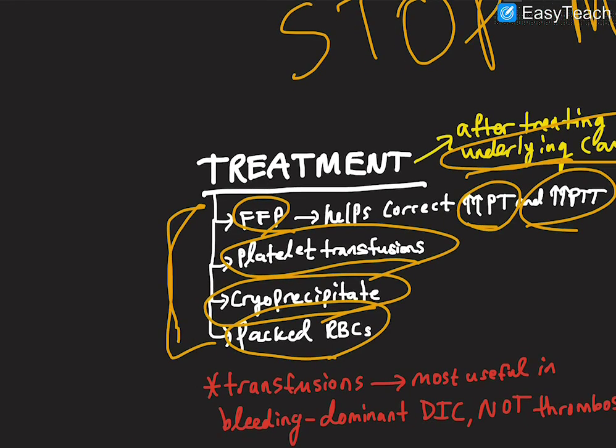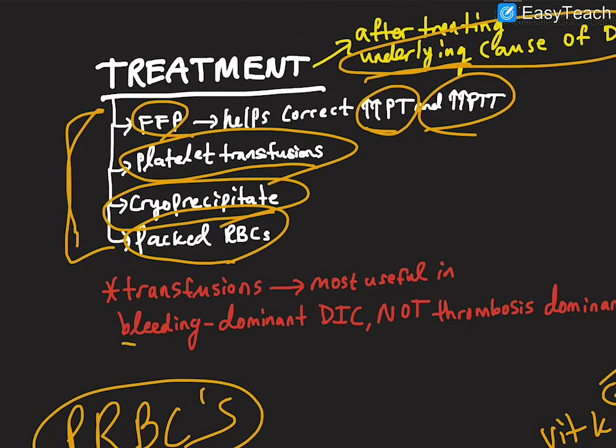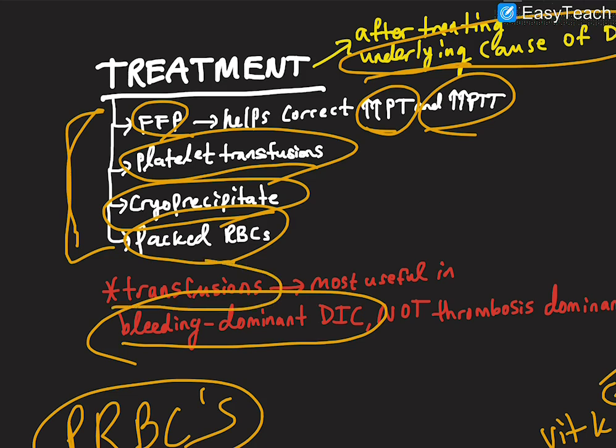All right. So if one has bleeding dominant DIC, right, which means we're consuming clotting factors, consuming platelets, and they're bleeding a lot because of decreased platelet count and decreased clotting factors, then that's when transfusions will be most useful, right? To give things like fresh frozen plasma and platelets, okay, to help them start clotting so they don't bleed a lot.